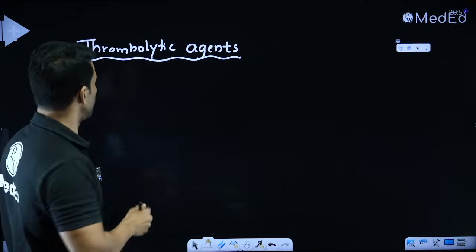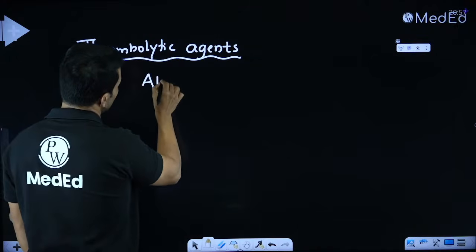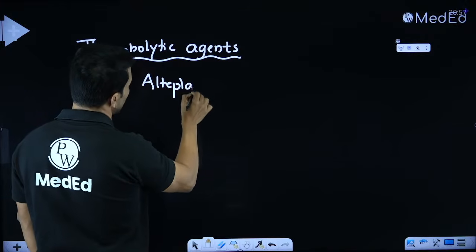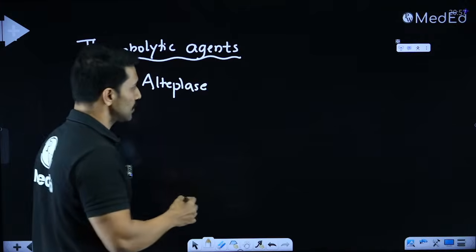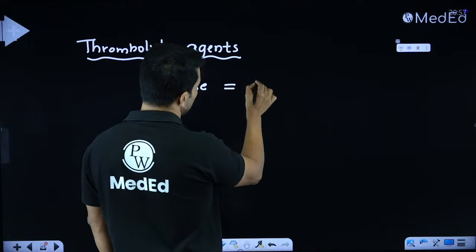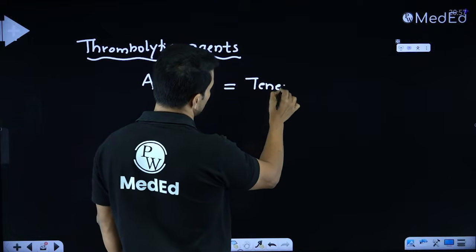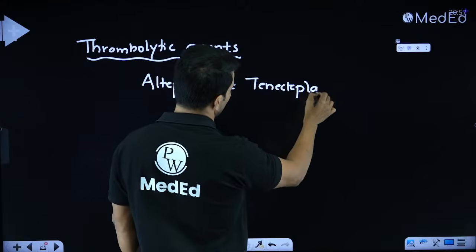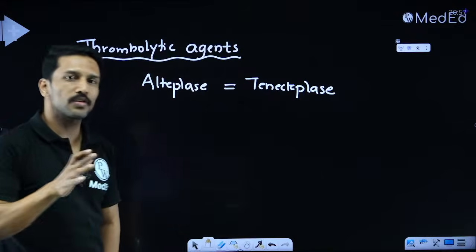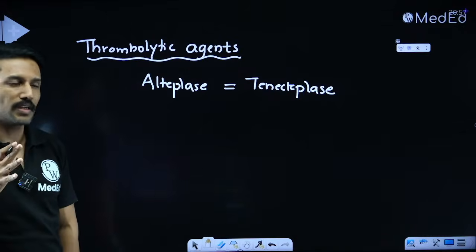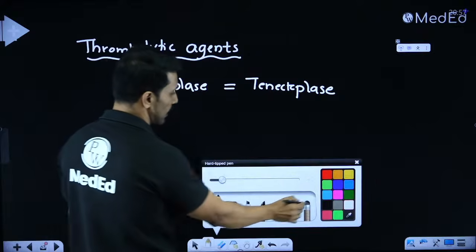Both are considered equal. For many years, we used to use Alteplase as the only approved drug for thrombolysis. Now it is considered equivalent to the newer drug, that is Tenecteplase. These are the 2 drugs approved by FDA. These are the 2 drugs which are listed in the ASA stroke guidelines.